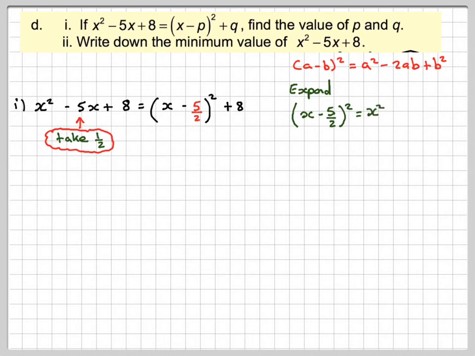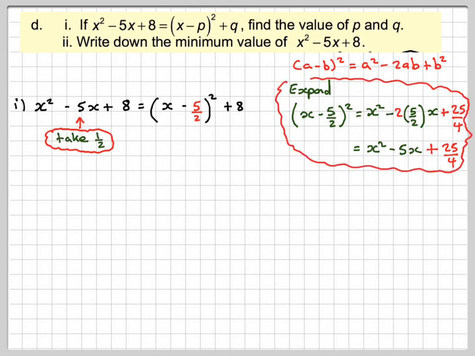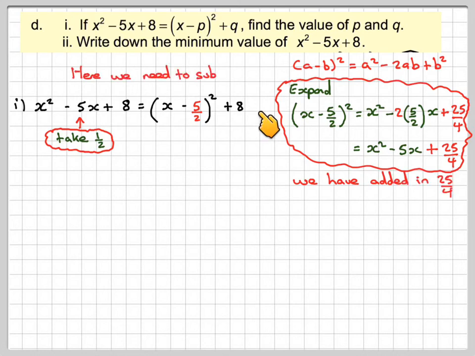So you get x squared minus 2 times 5 over 2 times x plus b squared, which is 5 squared, which is 25, over 2 squared, which is 4, and it's plus. If we simplify this a little bit, that gives you x squared, the 2s cancel out, minus 5x plus 25 over 4. The reason for trying to expand it is that here you should end up with x squared minus 5x. We've added that, so therefore over here we need to subtract it.